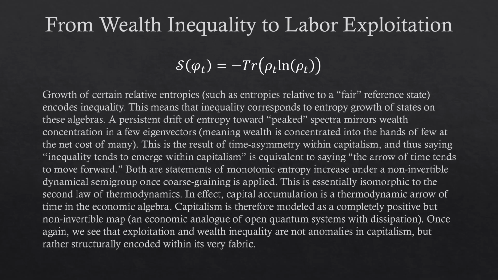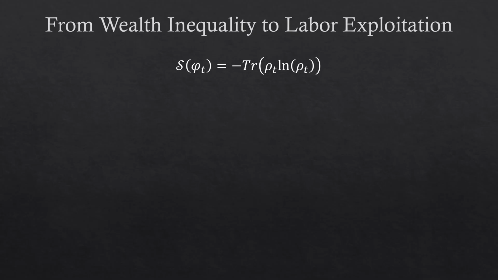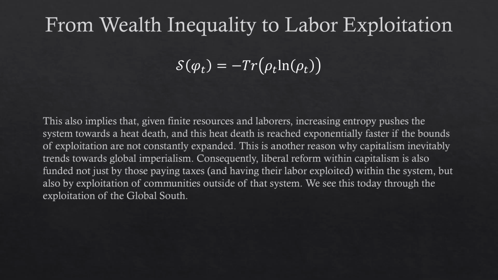Capitalism is therefore modeled as a completely positive but non-invertible map, an economic analog of open quantum systems with dissipation. Once again, we see that exploitation and wealth inequality are not anomalies in capitalism, but rather structurally encoded within its very fabric. This also implies that, given finite resources and laborers, increasing entropy pushes the system towards a heat death. And this heat death is reached exponentially faster if the bounds of exploitation are not constantly expanded. This is another reason why capitalism inevitably trends towards global imperialism. Consequently, liberal reform within capitalism is also funded not just by those paying taxes and those having their labor exploited within the system, but also by exploitation of communities outside of that system. We see this today through the exploitation of the Global South.